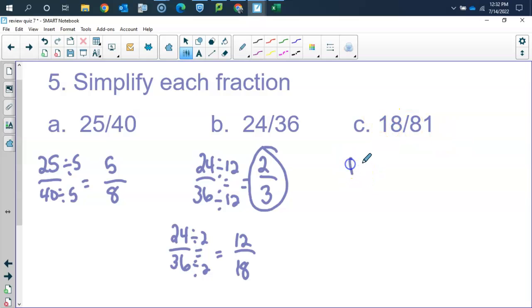All right, simplify 18 over 81. Go. Well, in this problem, I can divide both by 9, and I get 2/9.